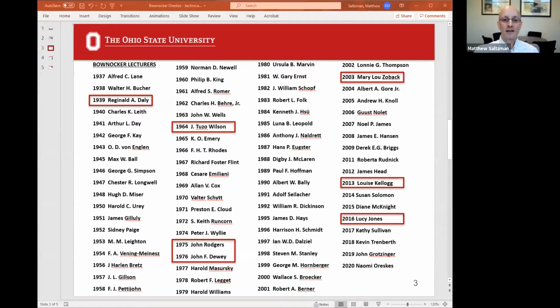Mary Lou Zoback in 2003, seismologist who pioneered studies of compressional forces driving plate motion. Louise Kellogg in 2013 contributed to the study of mantle flow and its role in plate tectonics. And then in 2016, we had Lucy Jones, earthquake seismologist and science communicator.